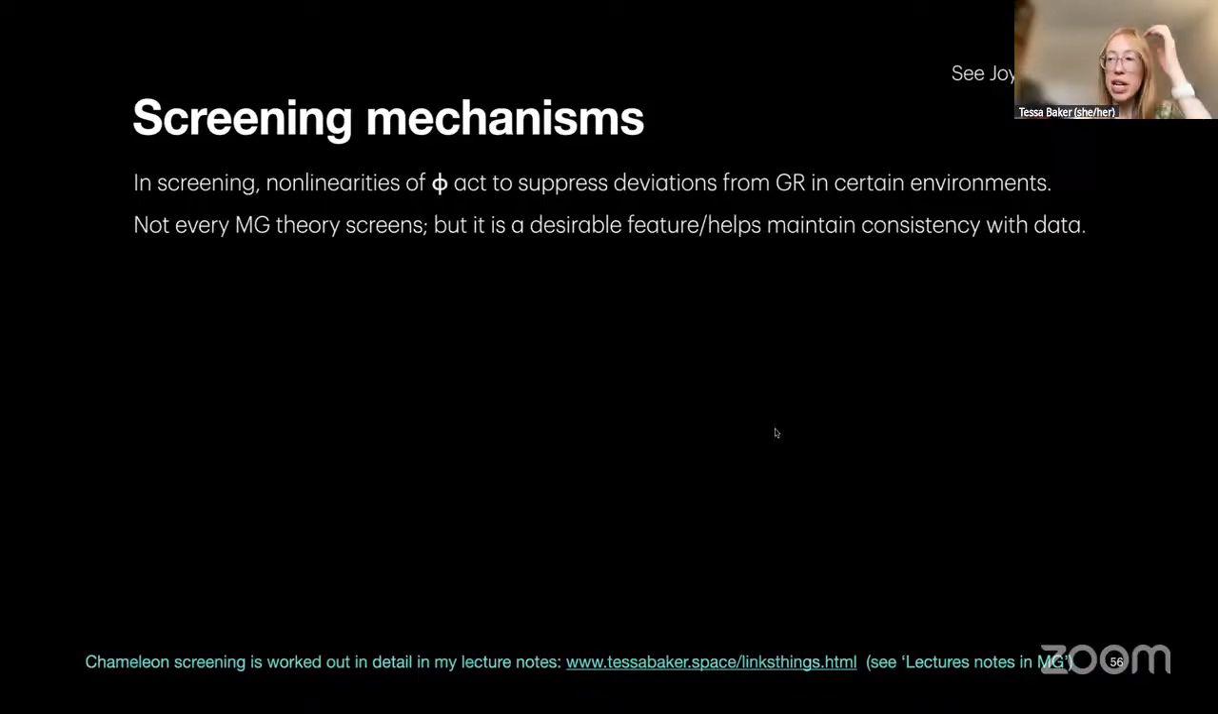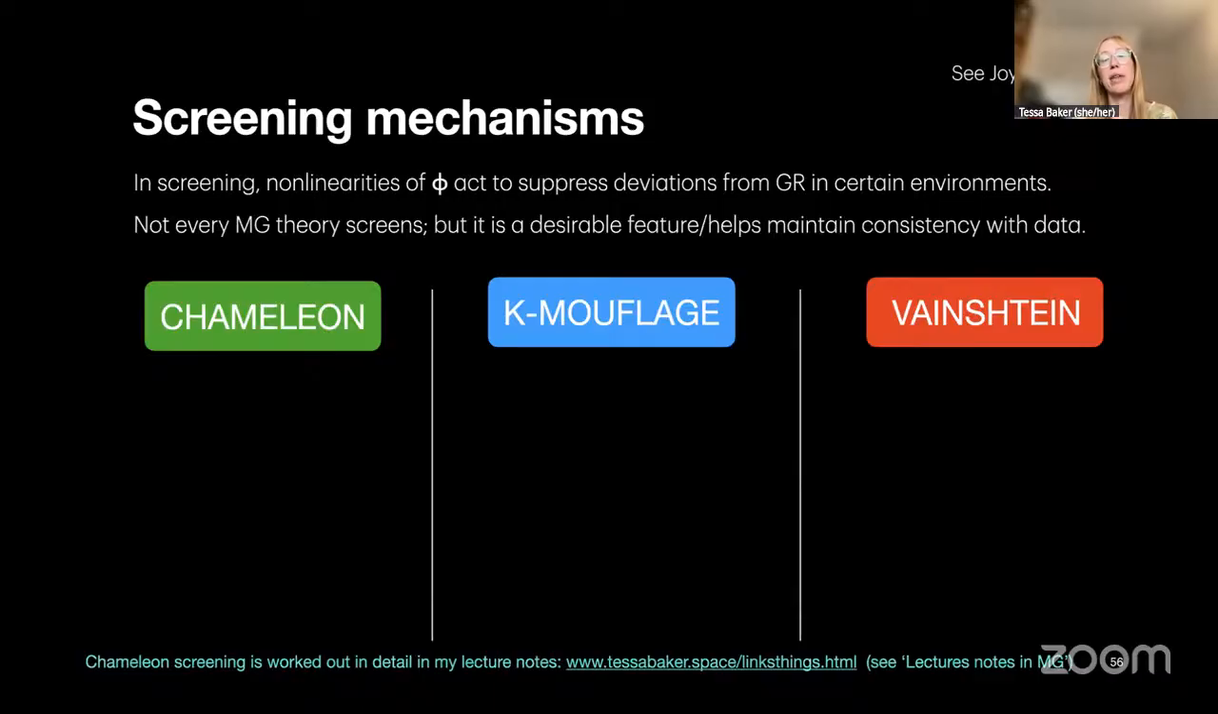So these screening theories, there are a few major classes of them known. And in particular, there's three big ones that get talked about a lot, which have the names chameleon, camouflage, and Vainshtein screening. Now, I made the call not to go through all of these in detail in the lectures because it does require a lot of derivations. It's kind of better done on a board. So at least chameleon screening is worked out in full gory detail in my lecture notes. So I do encourage you to go look that up.